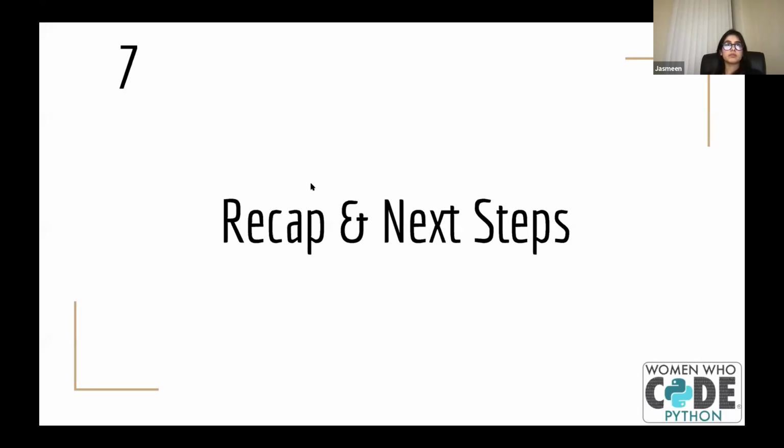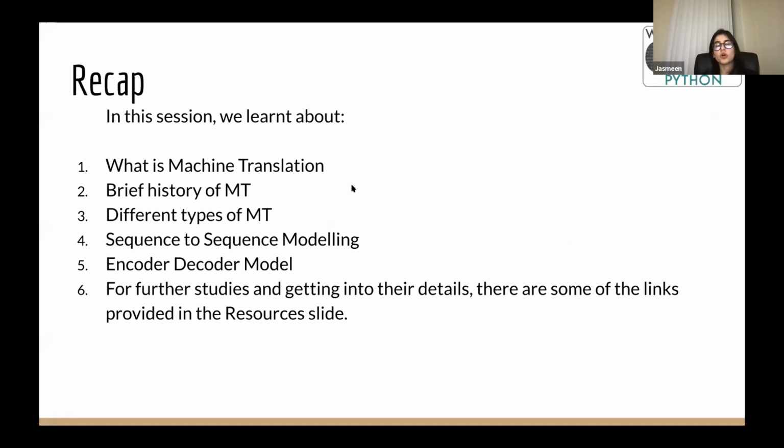Okay, so just to do a recap, for today's session, we spoke about what machine translation is, the brief history of machine translation, different types of machine translation systems. That's rule-based, statistical, neural, and how neural machine translation makes for a faster translation than the other methods. We also went through the sequence to sequence models, and the two main components, encoder and decoder. So that concludes all the content for today's session.